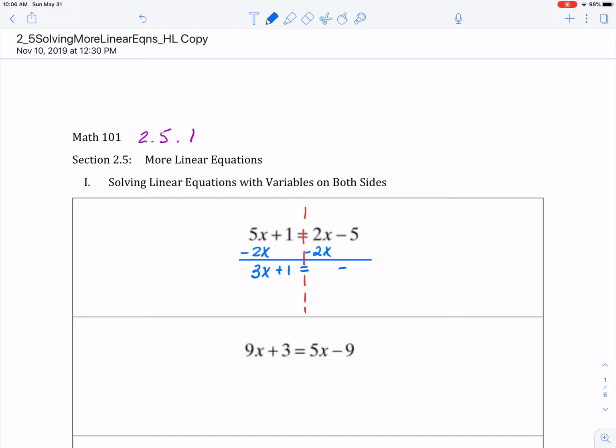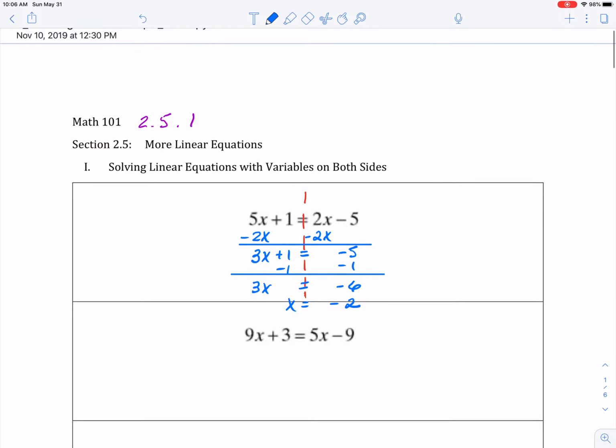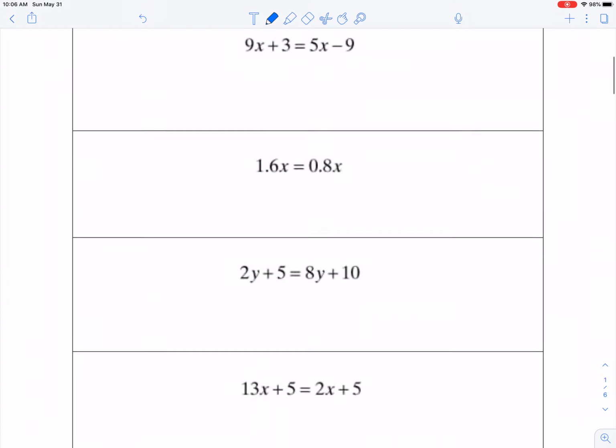Keep that equals mark right along that dotted line so you can track where you are. And then I'm going to subtract 1 in order to get the constant terms together on the same side. Again, keeping the equals mark. And then finally dividing each side by 3 to get the solution, x equals negative 2. Later on in this section, you're going to hear me call that a conditional equation because we got one unique answer. All right, so I think that's all we need to do there.